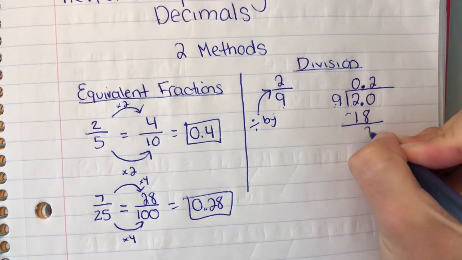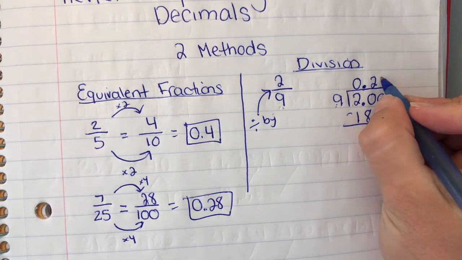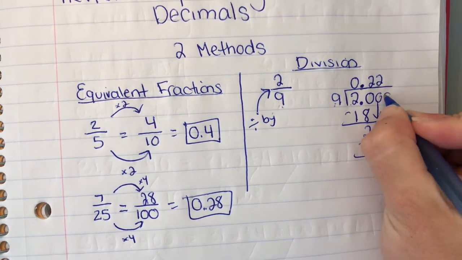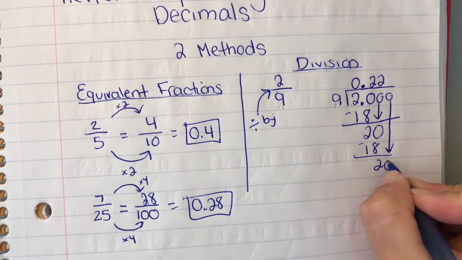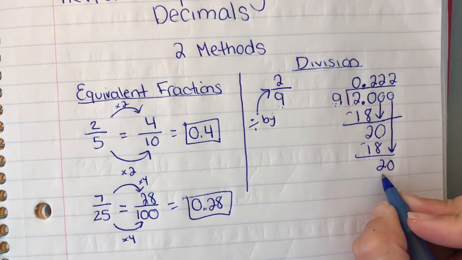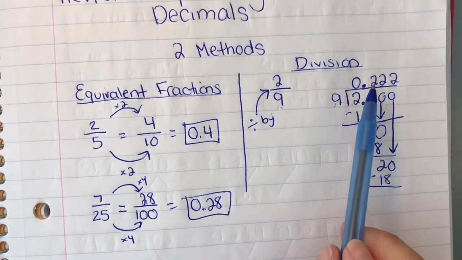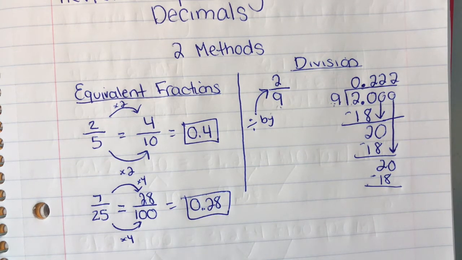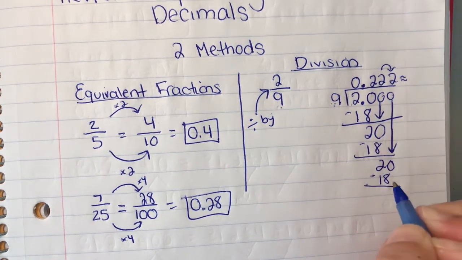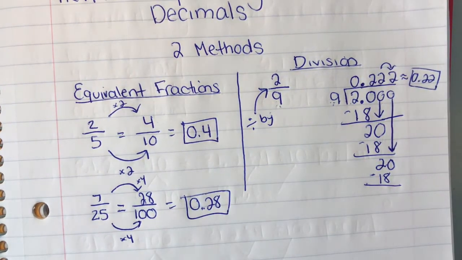I'll multiply, subtract, bring down. 9 goes into 20. Again, 2 times. I multiply, subtract, add another 0, bring it down. And this actually will go on and on and on. Notice that I keep getting a 2 to add into my quotient. Here we're going to stop because I'm actually going to round this to the 2 decimal place. I'm going to round it to the hundredths. And if I do that, I'm going to look at the hundredths place. I'll look next door, and it would be 22 hundredths.